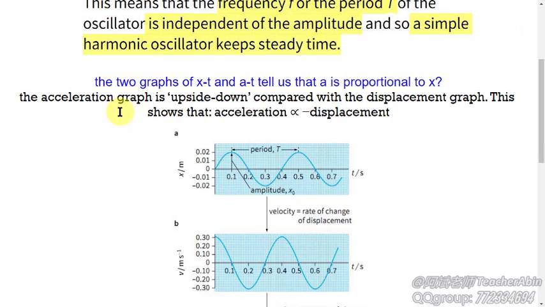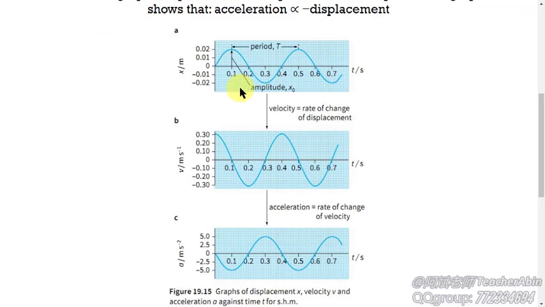Now let's move on to question 2. The x-t graph and the a-t graph do indicate that a is proportional to x. So this is the x-t graph, and over there is the a-t graph. As we can see, the a-t graph is upside down compared to the x-t graph, and this shows that acceleration is proportional to displacement. Or to be more accurate, acceleration is proportional to minus displacement.